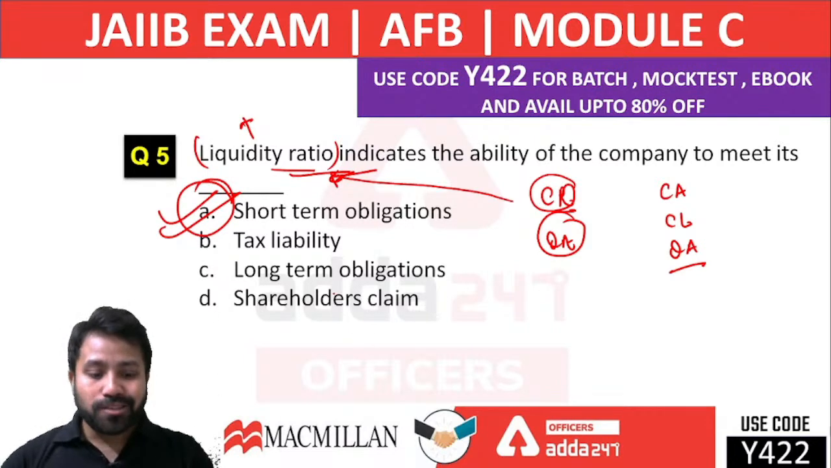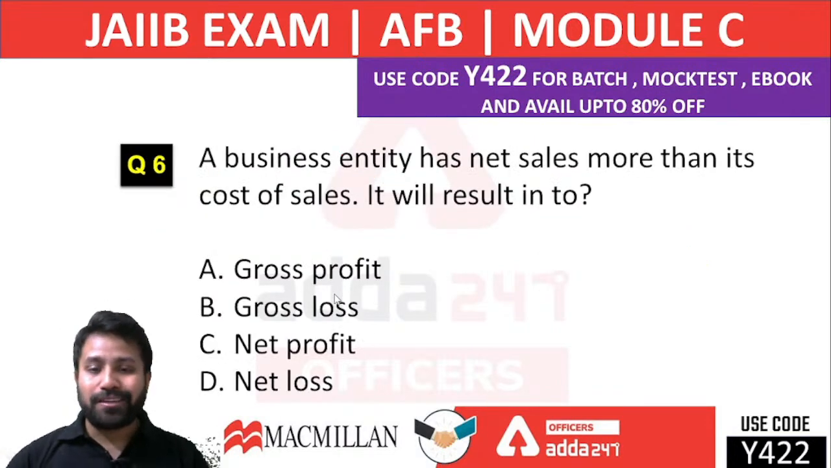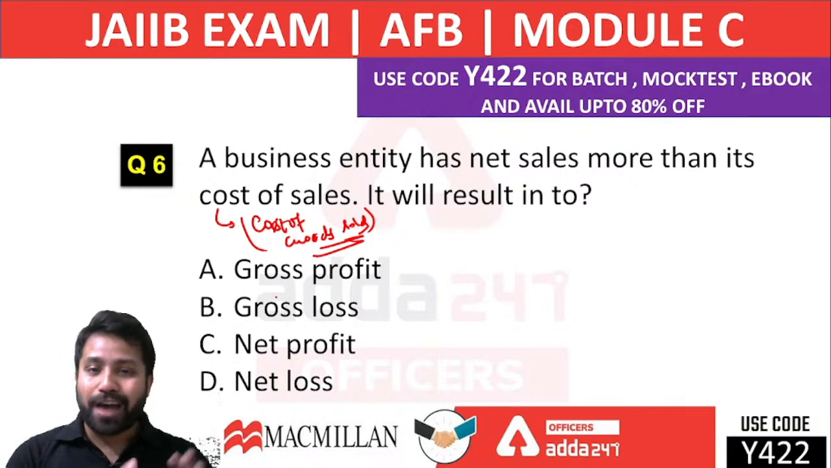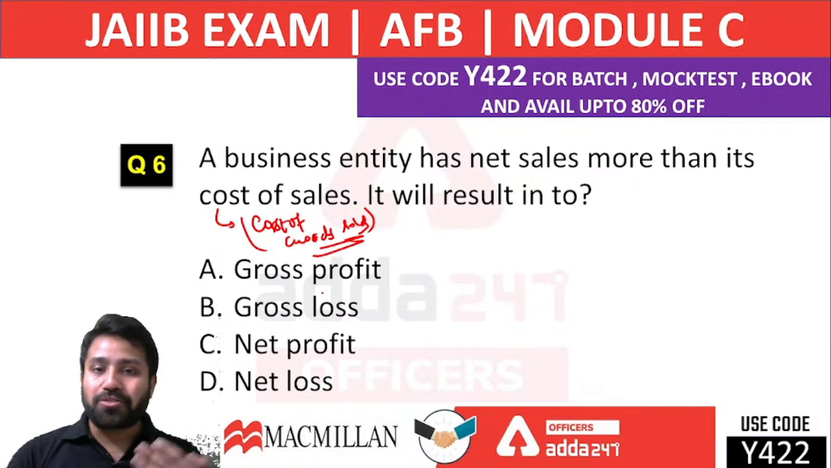Now just understand another question. Tell me what would be the answer of this. A business entity has net sales more than its cost of sales. Whenever we are talking about the cost of sales, you can understand the cost of sales is nothing but the cost of goods sold. Most of our colleagues know what the cost of goods sold is, because it looks like a heavy term, right? So cost of goods sold is the cost of sales.